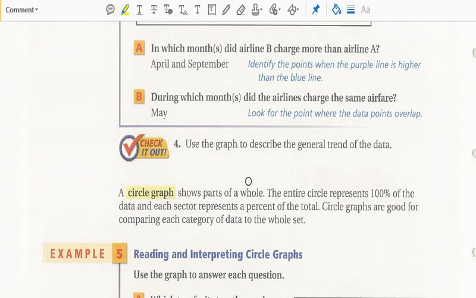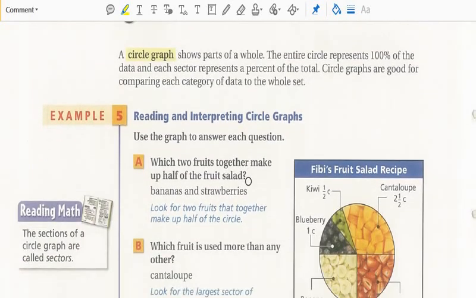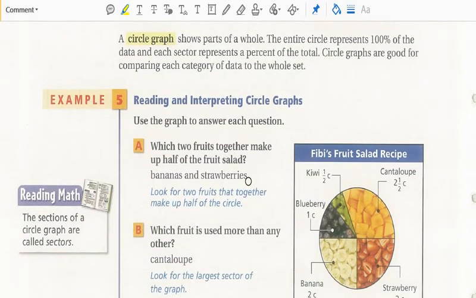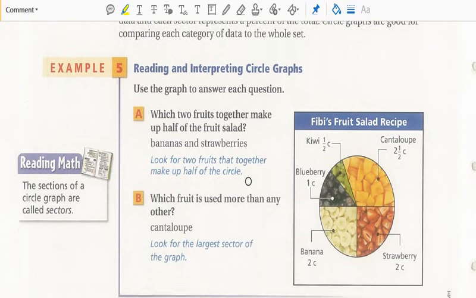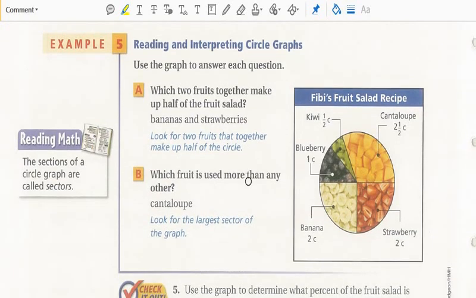And we have the last type of displaying data, which is the circle graph. I use a circle graph to show a part of a whole. The entire circle represents 100 percent of the data, and each sector represents a percent of the total. Circle graphs are good for comparing each category of data to the whole set. Let's solve our example. I'm using the graph to answer each question.